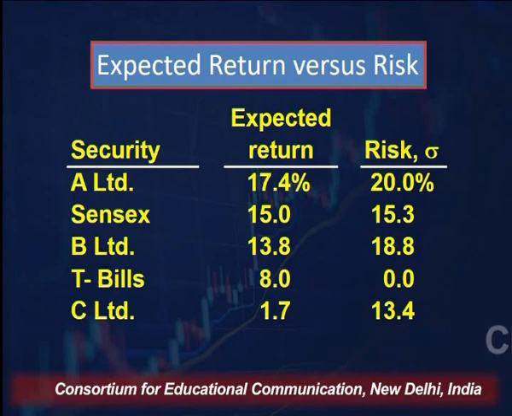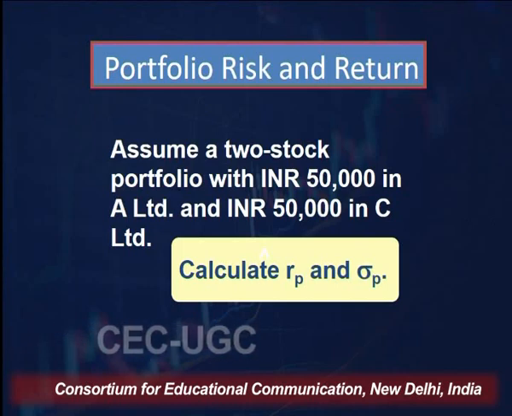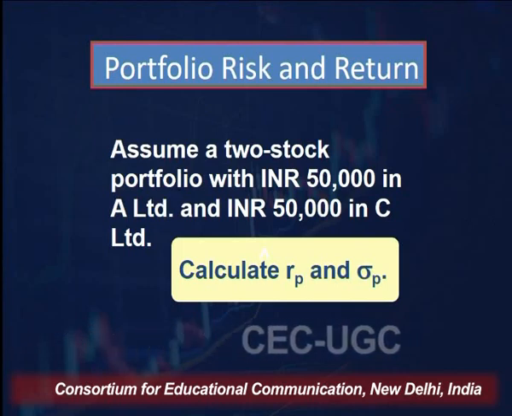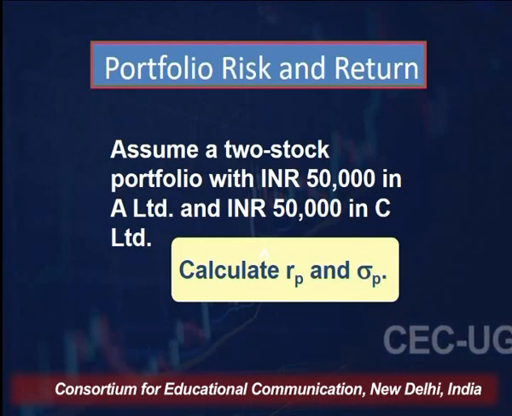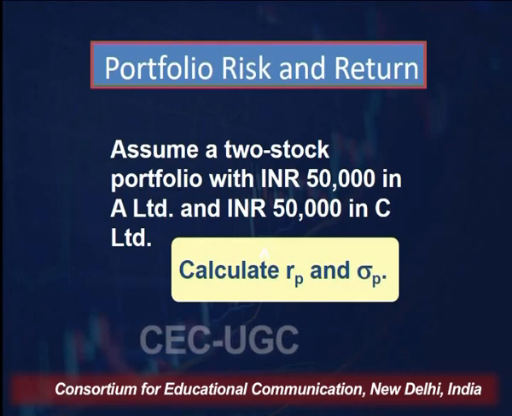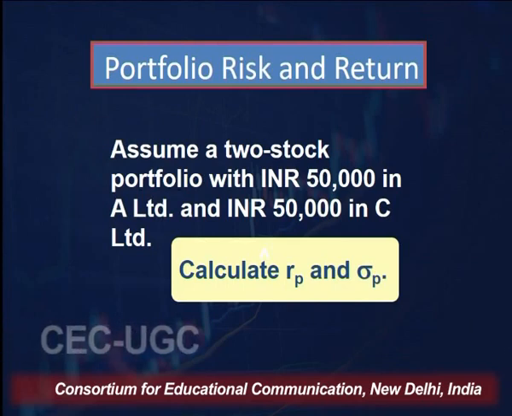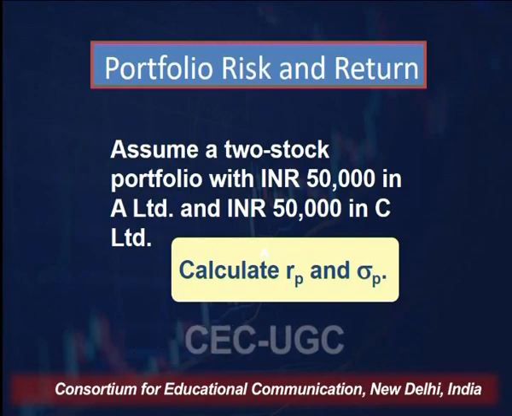So this is the data which is given to you, and you are supposed to assume a two-stock portfolio with, say, INR or Indian rupees 50,000 in stock A and 50,000 in stock C. So we have not considered the other stocks. We are just assuming that you have a total of 1 lakh with you. You put 50,000 in A and 50,000 in C. What is your expected return, and how would you calculate the overall risk of the portfolio?